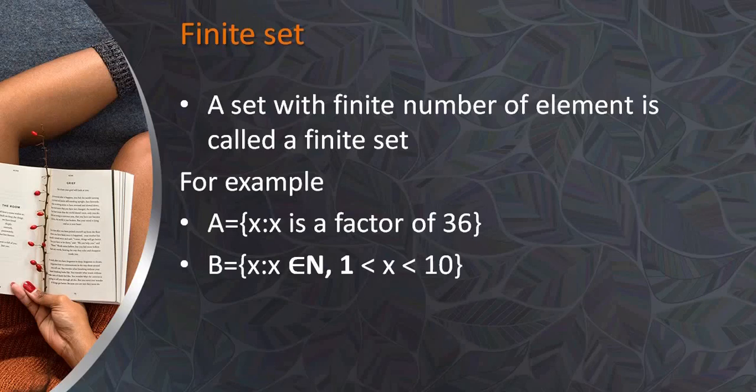Another example is B is equal to x such that x belongs to N whereas 1 is less than x less than 10. In this case, x belongs to the natural numbers and this natural number will be between 1 and 10. Thus, the natural numbers are 2, 3, 4, 5, 6, 7, 8 and 9. Thus, it is also countable. So, it is also a finite set.